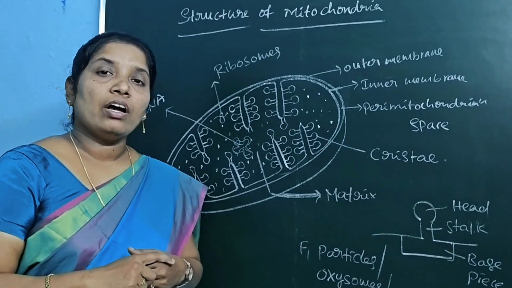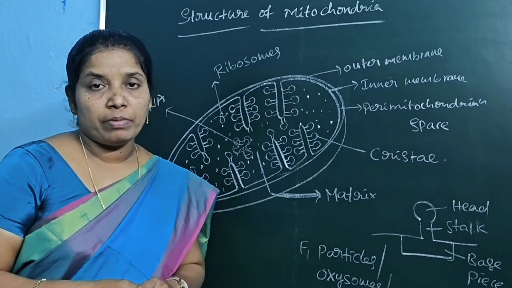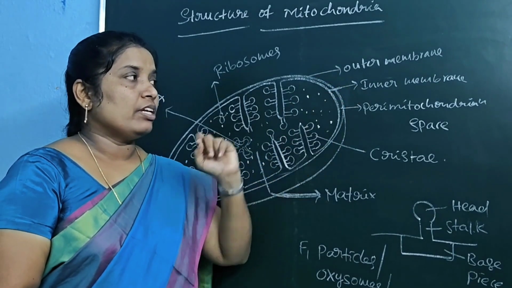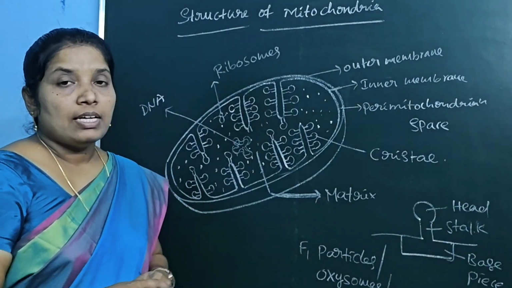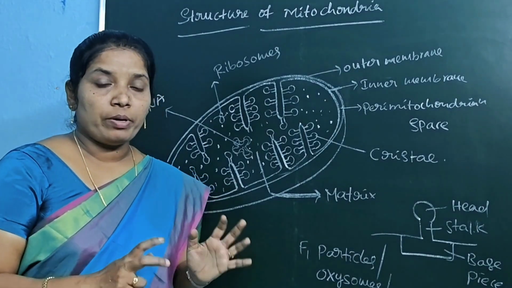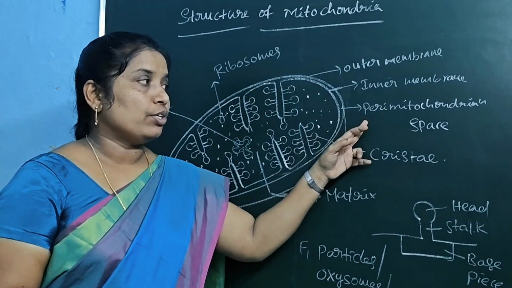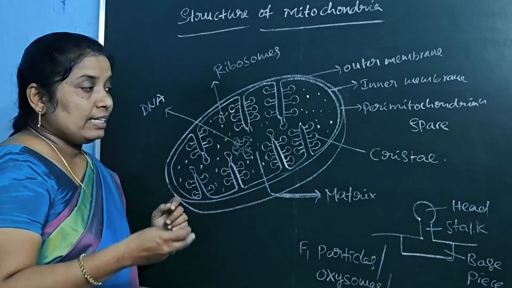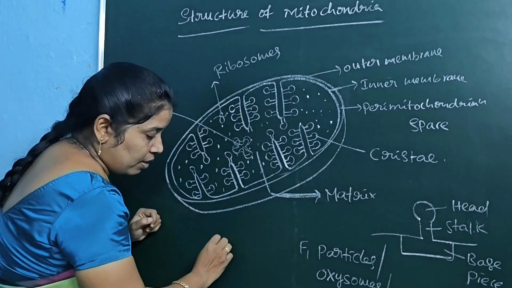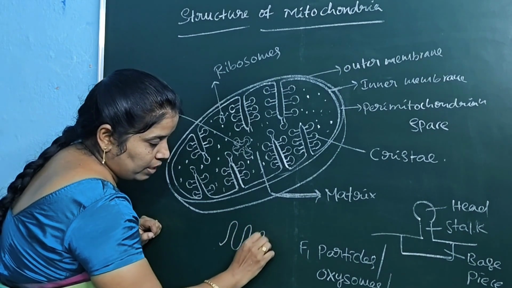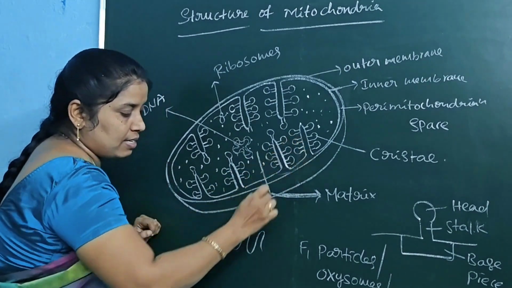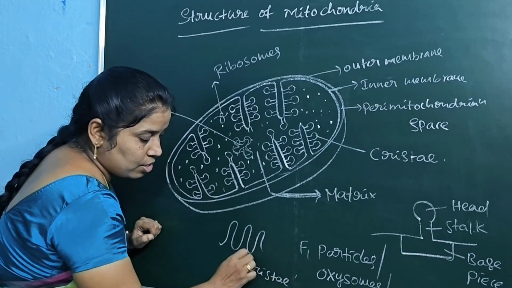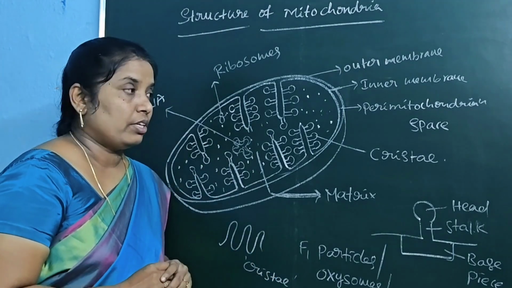Mitochondria are enveloped by two unit membranes. One is the outer mitochondrial membrane and the second one is the inner mitochondrial membrane. The space in between the two membranes is called the perimitochondrial space. The inner membrane shows infoldings. These infoldings are called cristae. Actually, they are associated with the energy liberation.